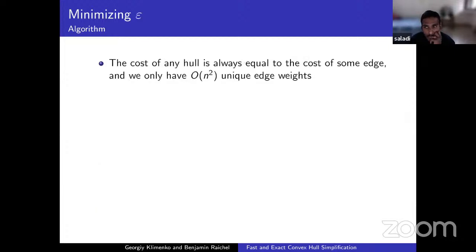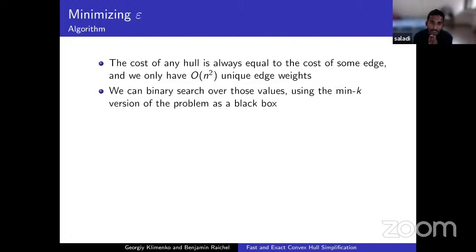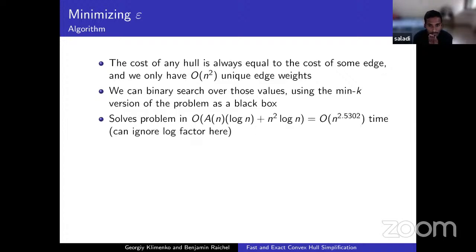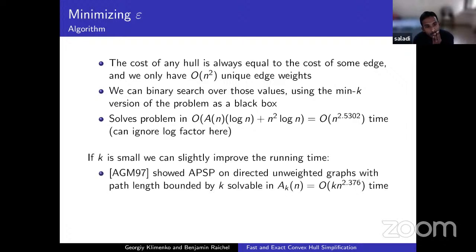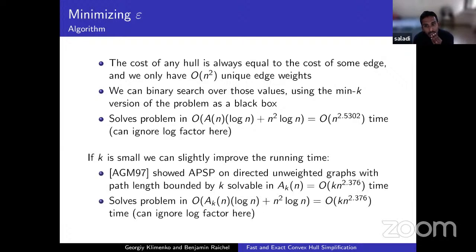To solve the min epsilon version of the problem for the general case, we binary search over the set of candidate weight values, similar to how we solved the convex case. So we get a quadratic number of possible weights, so we can directly binary search over it. And the running time is essentially the same as the min k running time. And we can also slightly improve the running time if k is small by using a different graph algorithm.